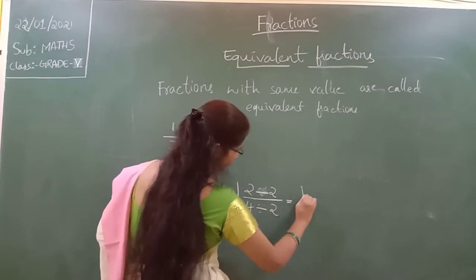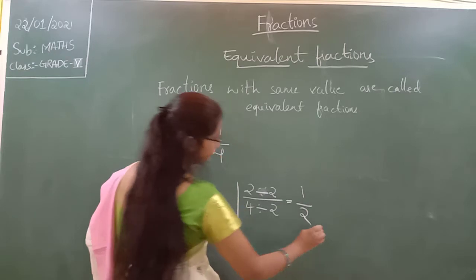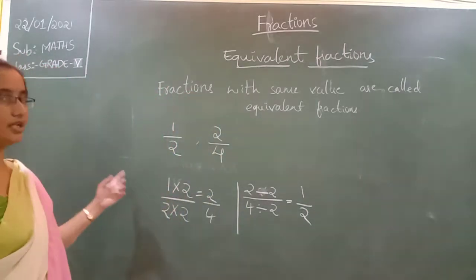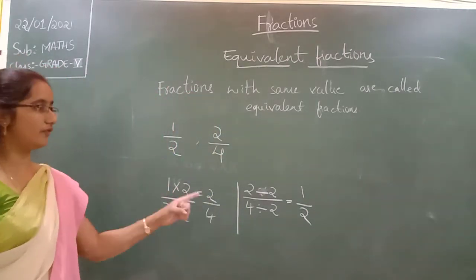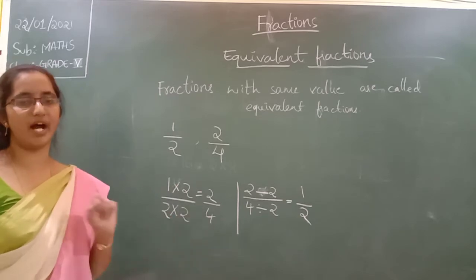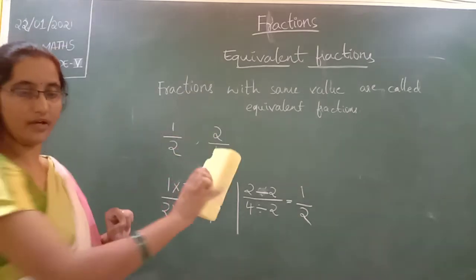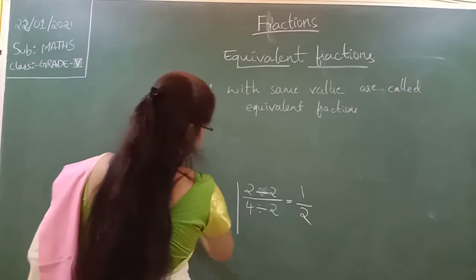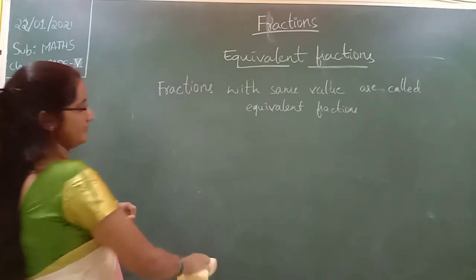So what do you get? 1 by 2. For higher terms we have to multiply, and for the lower terms we have to divide. We have two examples here that we will discuss.